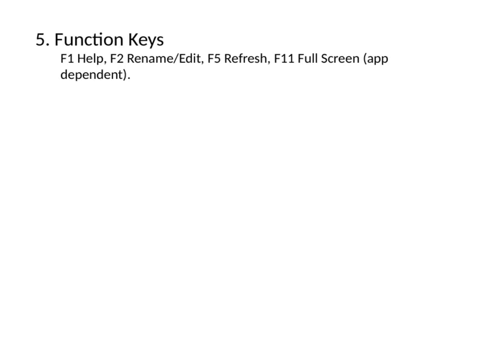Let's talk about function keys, those handy shortcuts at the top of your keyboard. F1 usually opens Help, giving you quick access to support or instructions. F2 lets you rename or edit files without extra clicks. F5 is your refresh button, updating what you see instantly. And F11 often switches to full screen, depending on the app you're using. These keys save time and keep your workflow smooth.